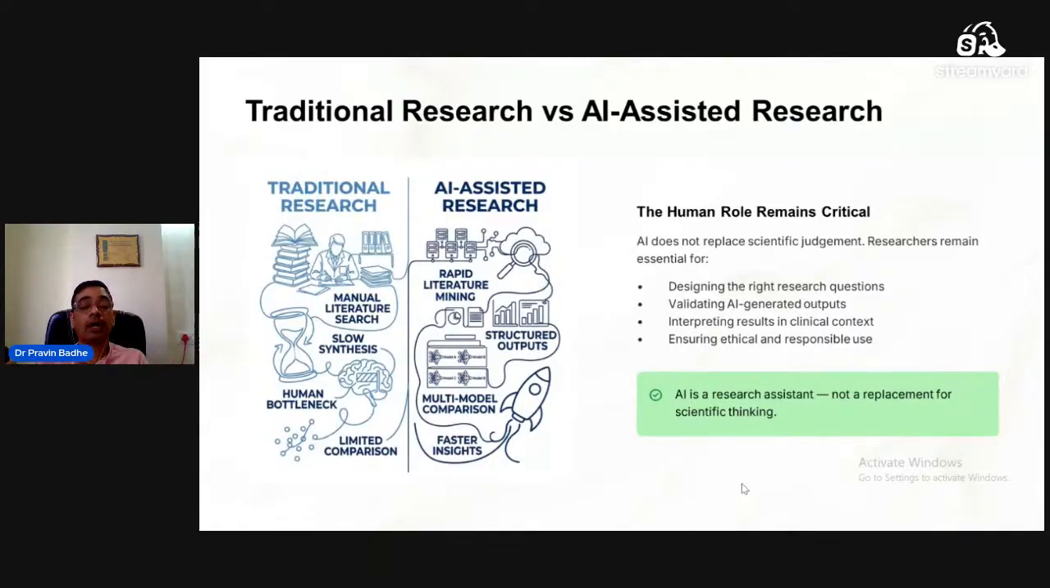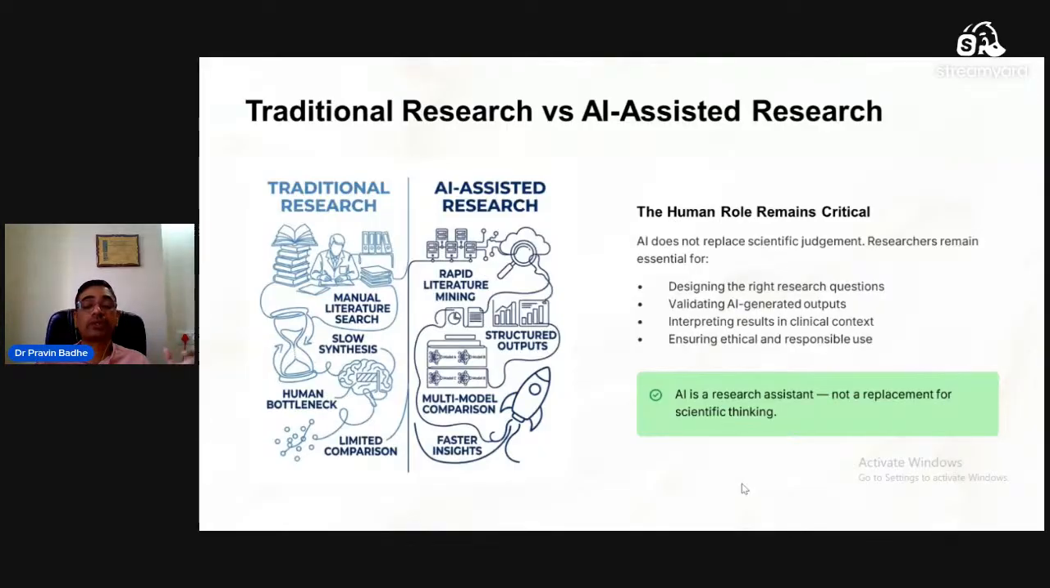Now structured output can be developed, which can be utilized to compare different models, and you can get faster insight. Previously, doing a literature review and getting something was taking weeks and months. Now it can be done in hours and minutes. So it has sped up the process. But yes, one thing has not changed, that is the scientific judgment.